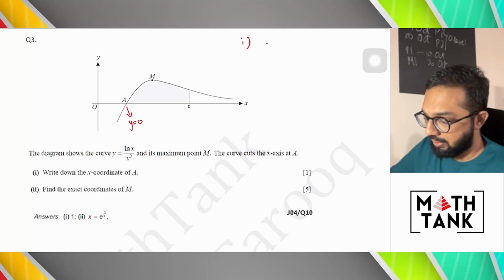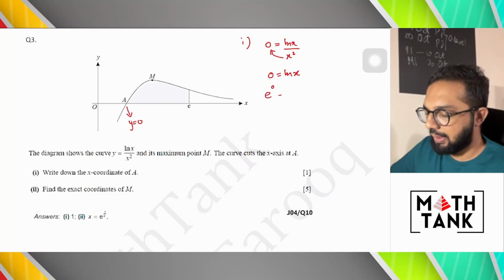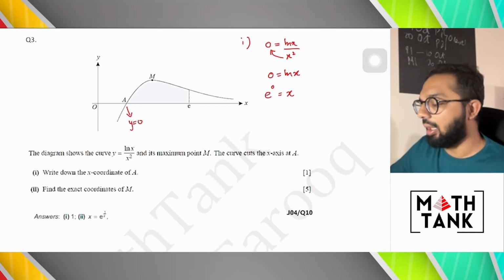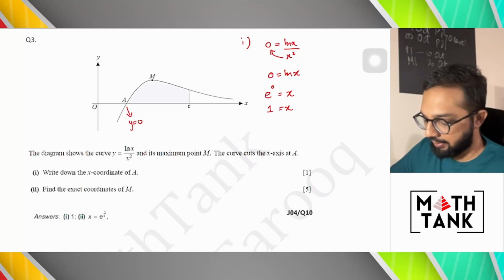So 0 equals ln x divided by x squared. I cross multiply this, and it becomes 0 equals ln x. And then e power 0 is the reverse. If you reverse ln, you get e on the other side. So this becomes e power 0, so that means x is 1.